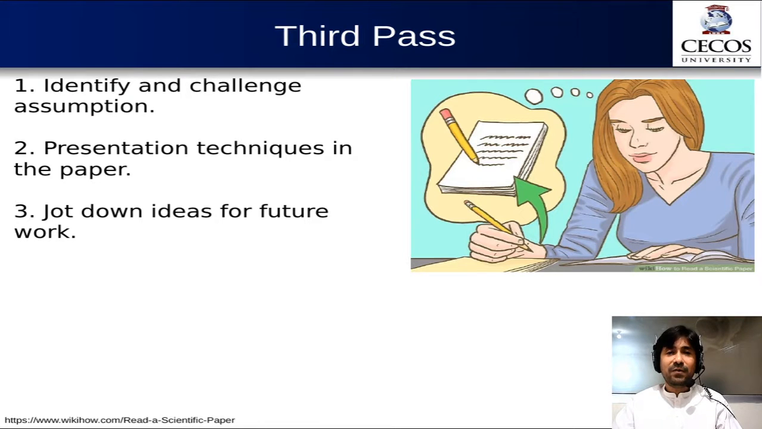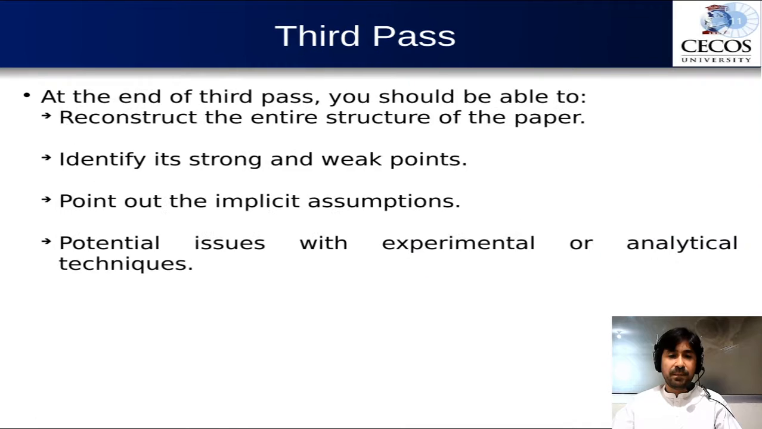Okay, here you have to write down the future work, ideas for your future work, or how you would be able to differentiate your solution from the solution presented by the author. So here you have to go deeper. At the end of this phase, you would be able to reconstruct the paper, the entire structure of the paper in your own words. You would be able to write down the whole summary of the paper in your own words. And this is very important for writing a literature review.